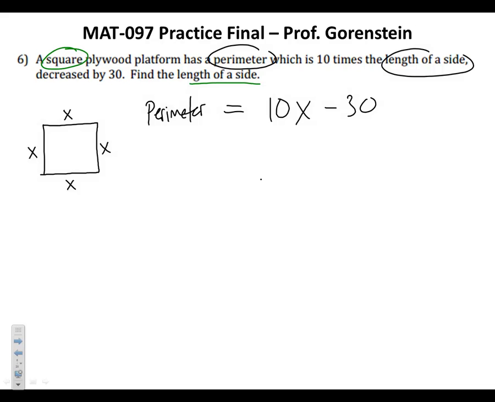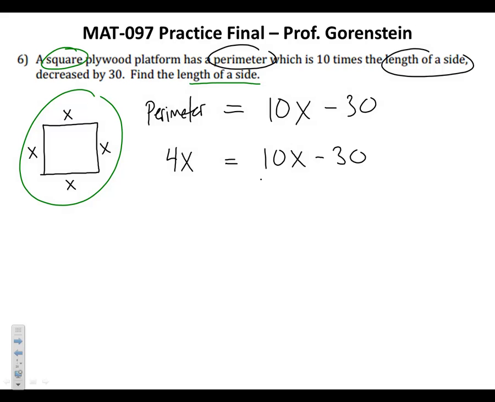What is the perimeter? Well, we're not given a numerical value for perimeter, but forget about the problem. Just focus on the diagram we have over here. What's the perimeter of that square? Well, perimeter is the sum of all of the sides. So in this case, x plus x plus x plus x. So the perimeter of the figure we've drawn is 4x. So we could say 4x, which is the perimeter, is equal to 10x minus 30.